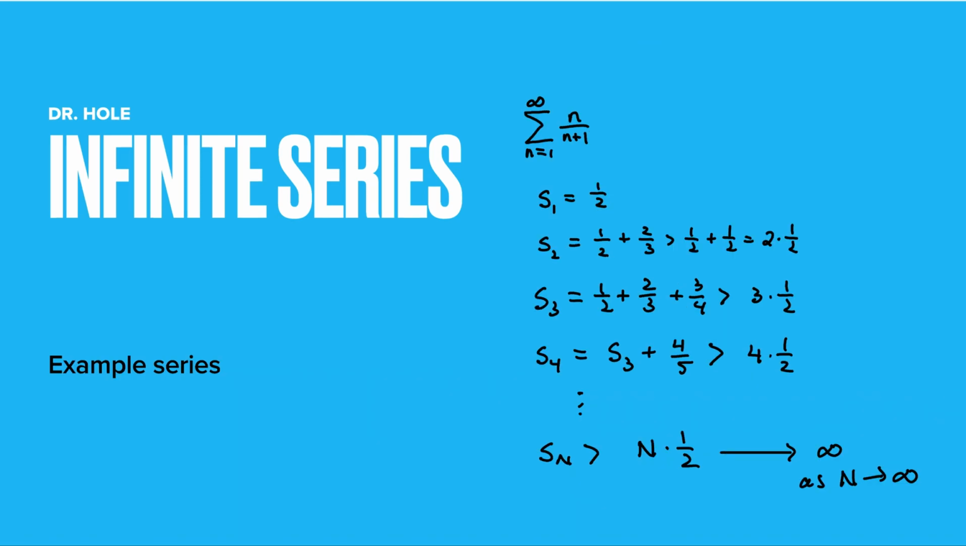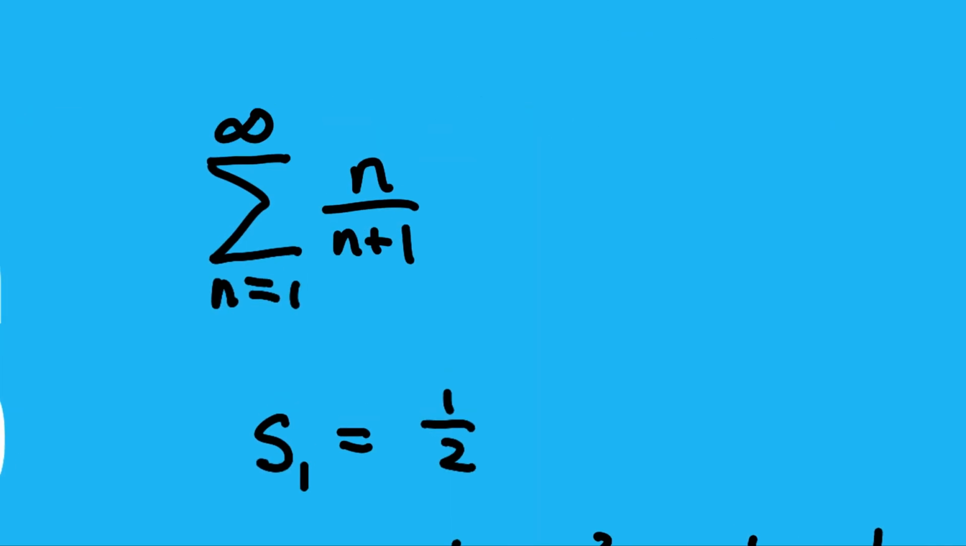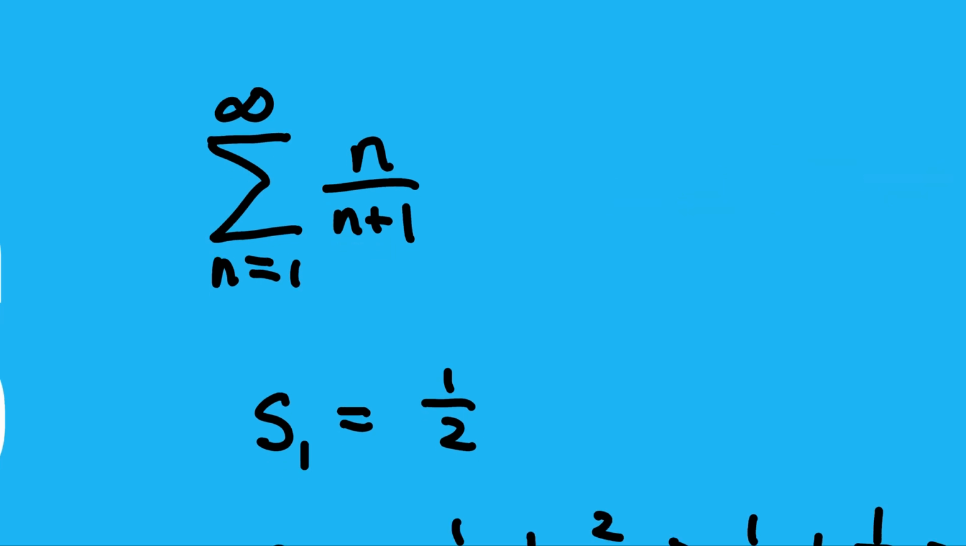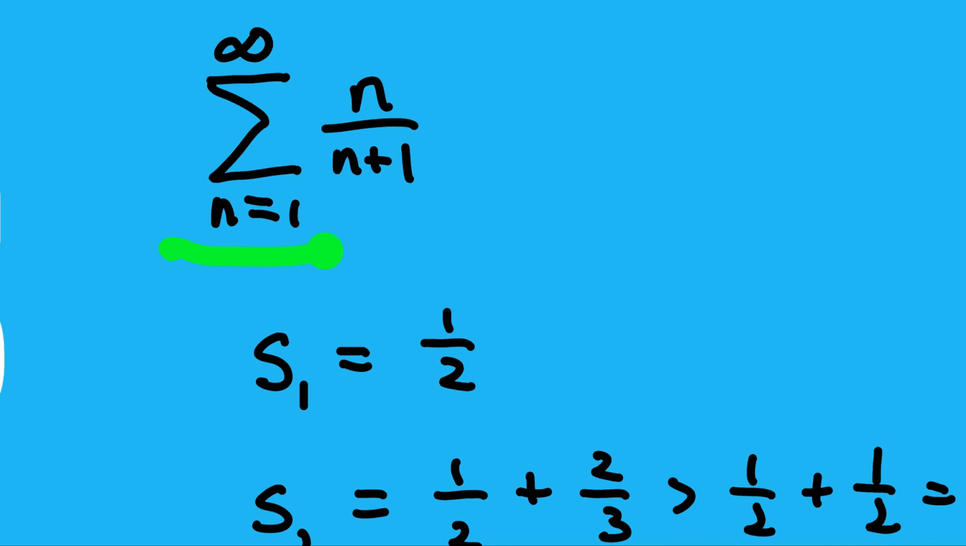Some examples. Let's take the infinite series where we're adding n over n plus 1. Note that n over n plus 1 will limit to 1. And you know that 1 plus 1 plus 1 plus, keep on adding 1 together, you're going to get an infinite value. Okay, but to consider this series, let's consider the partial sums. If n is equal to 1, the first term will be 1 over 2.